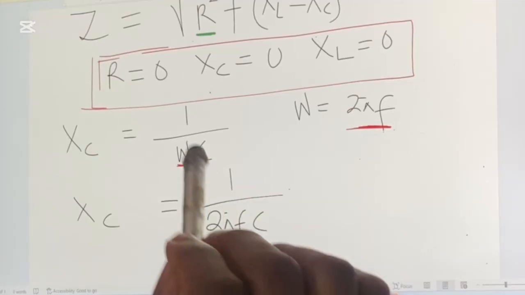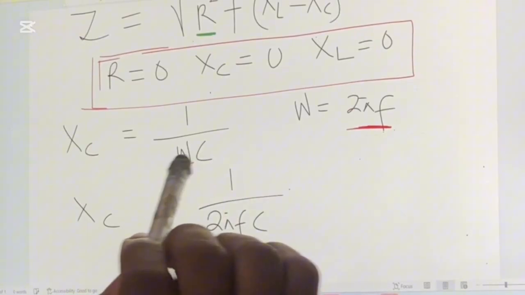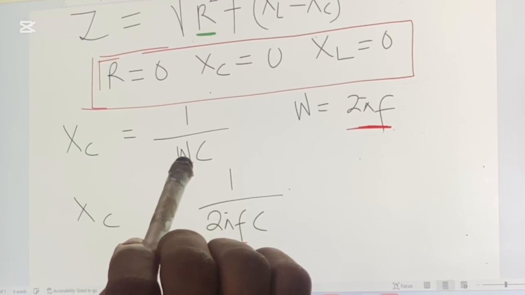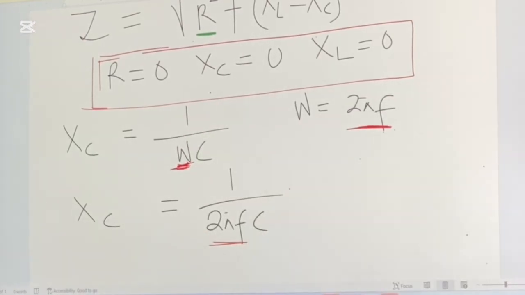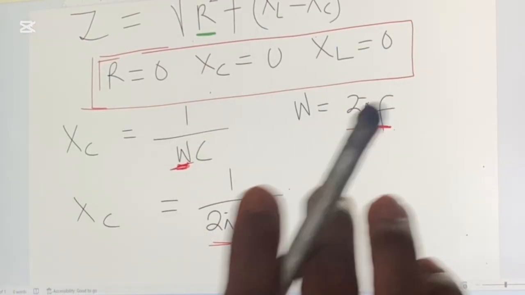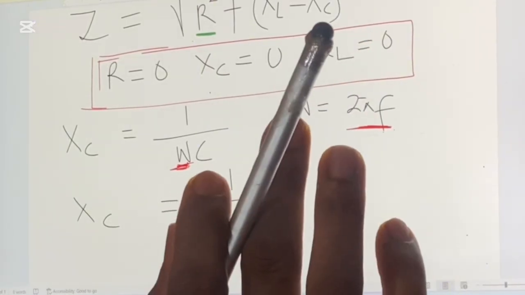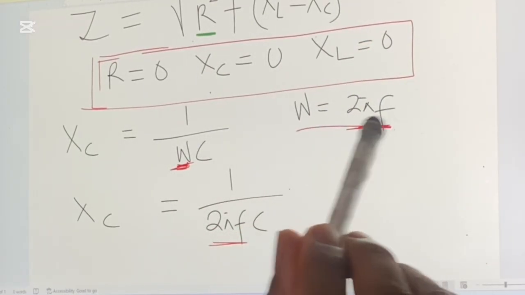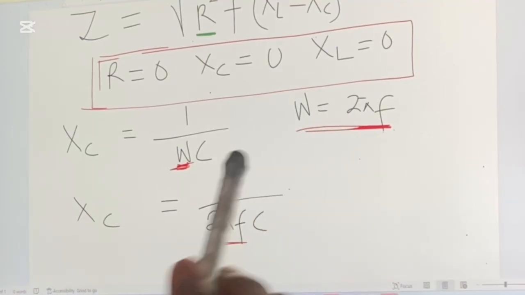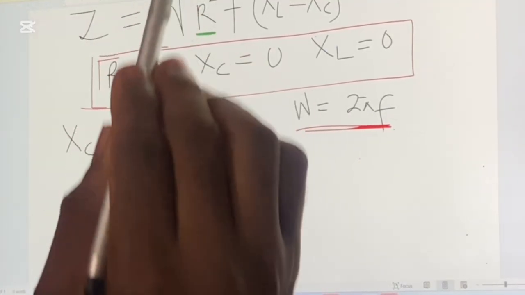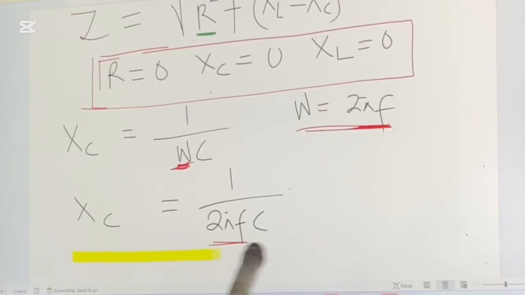But if angular frequency is given to you, this W represents omega, and this omega is called angular frequency. If only frequency is given to you, the formula relating omega with frequency is this formula here, omega equals 2 pi f. So when you write this, you have this particular formula here.